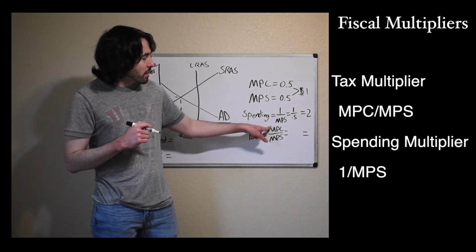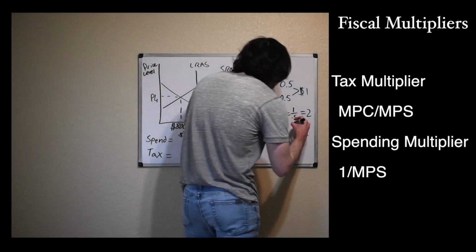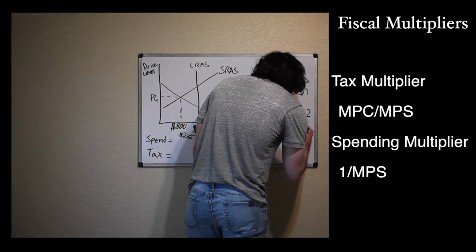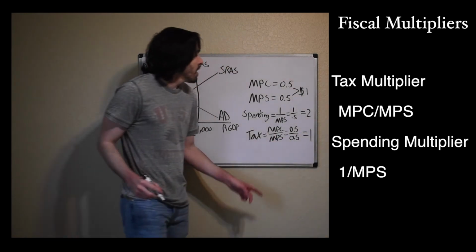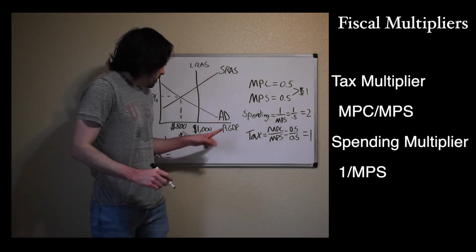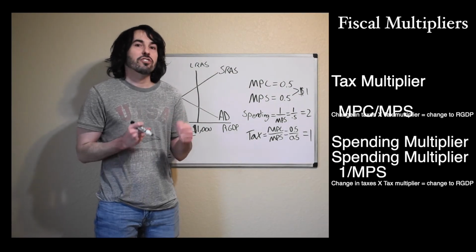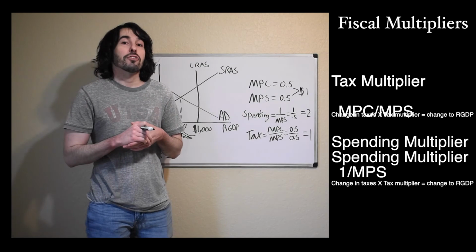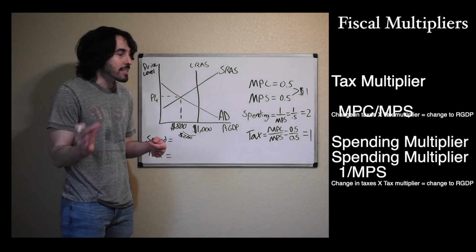For a tax multiplier, it's MPC over MPS. Right now it's 0.5 over 0.5. 0.5 divided by 0.5, 50 cents goes into 50 cents 1 time. Our tax multiplier is 1. Our spending multiplier is 2. Now that we know how much these changes are going to be multiplied throughout the economy, we can figure out how much we need to spend or stop taxing.